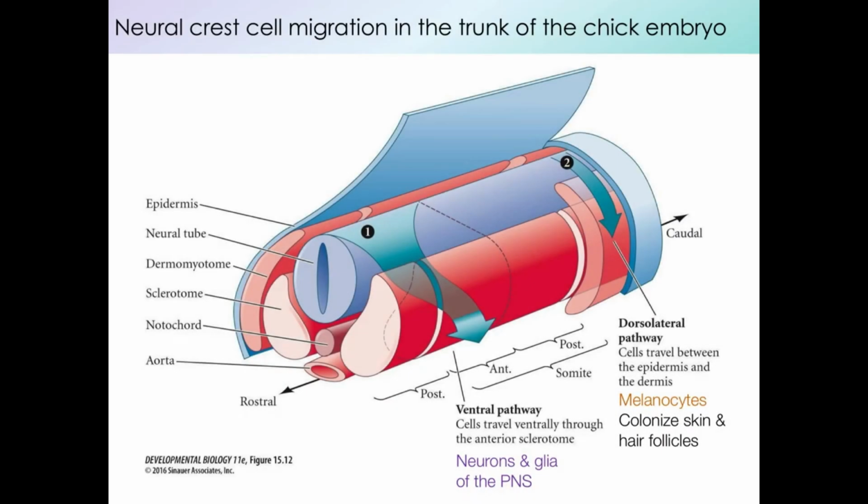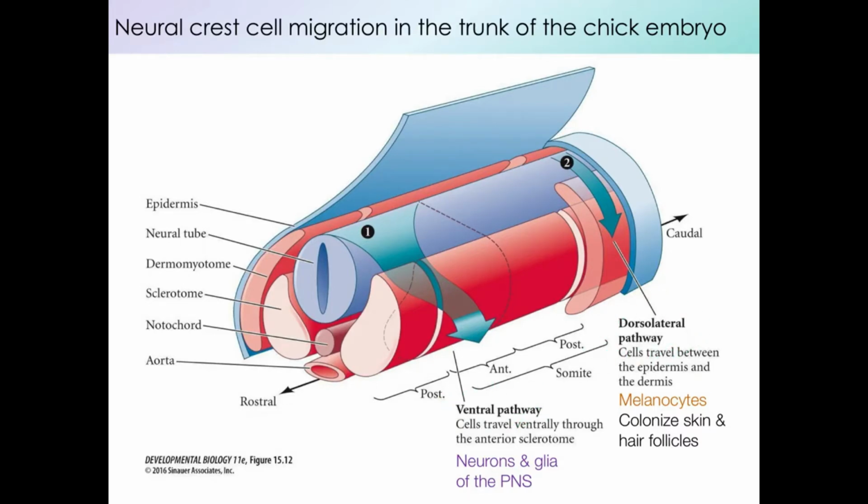Now that you're familiar with the induction and the general aspects of neural crest cell migration, we're going to look at the migration and the differentiation of neural crest cells from different regions of the embryo, beginning with the trunk neural crest cells. Now, these cells take two different migratory pathways. They can migrate ventrally or dorsolaterally.